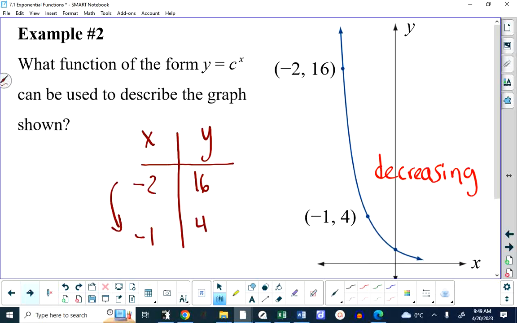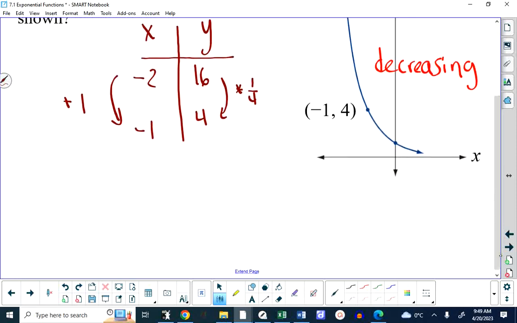This is going up by 1 for x, and c is always going to be what y gets multiplied by when x goes up by 1. And we multiply by a quarter, which means that the equation of this function is y equals 1/4 to the x. And we're done with that question, but I want to elevate it now to maybe an exam question.